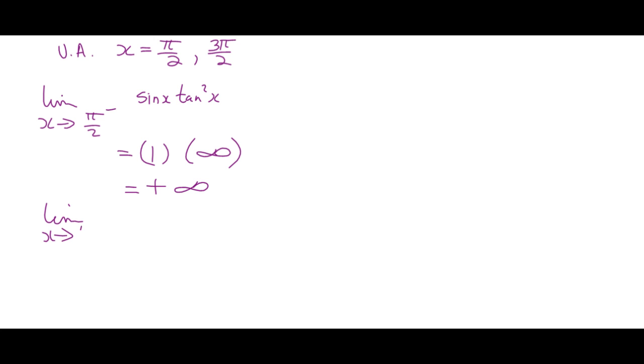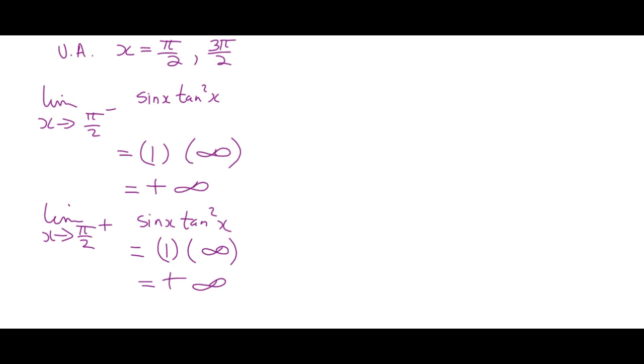What if we approach pi over 2 from above? Okay, so sine x approaching from above is still 1. Tan squared x, still infinity, so still positive infinity.